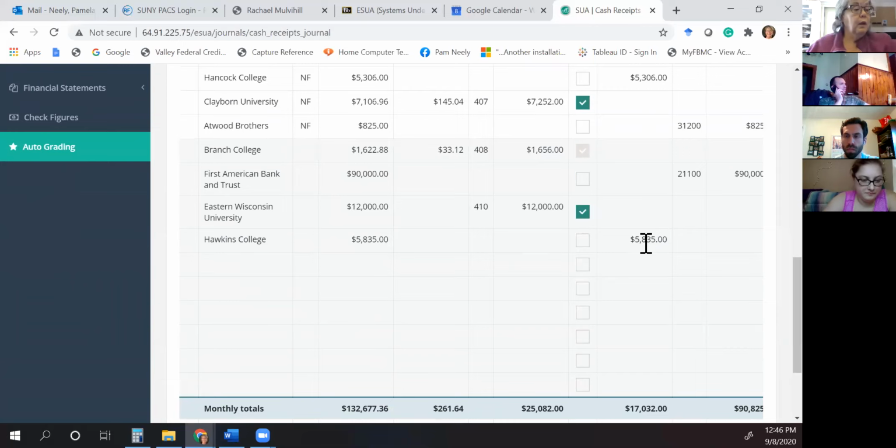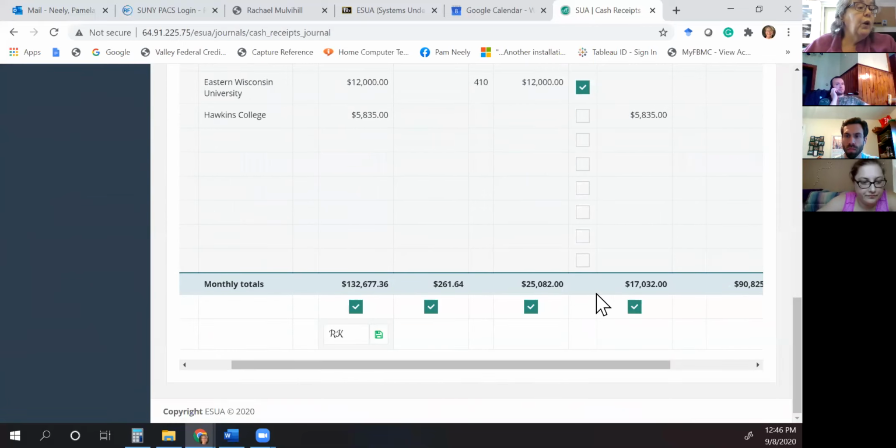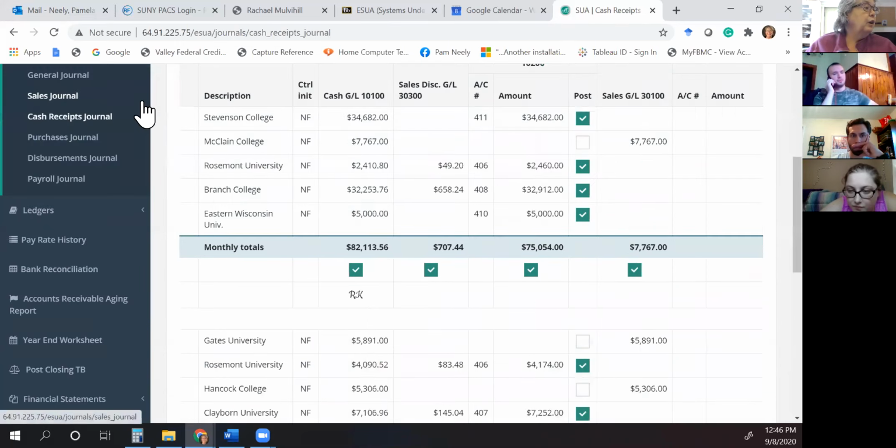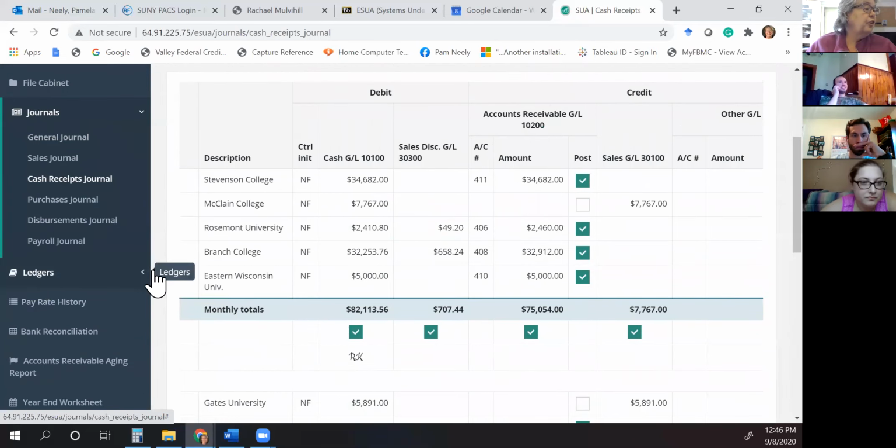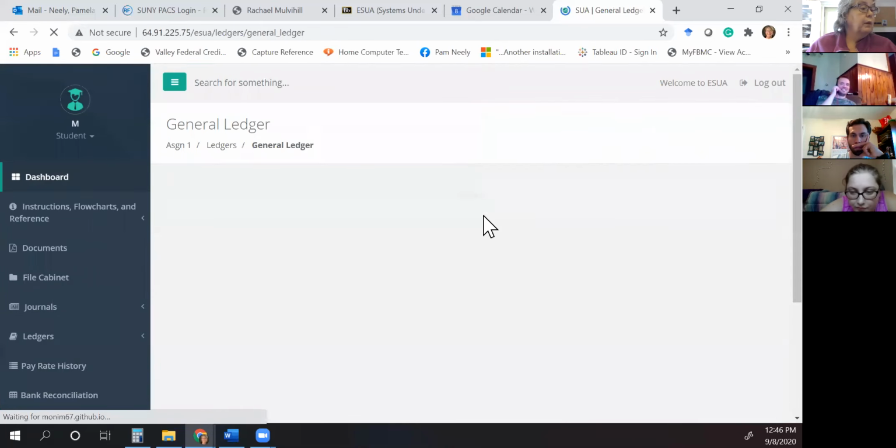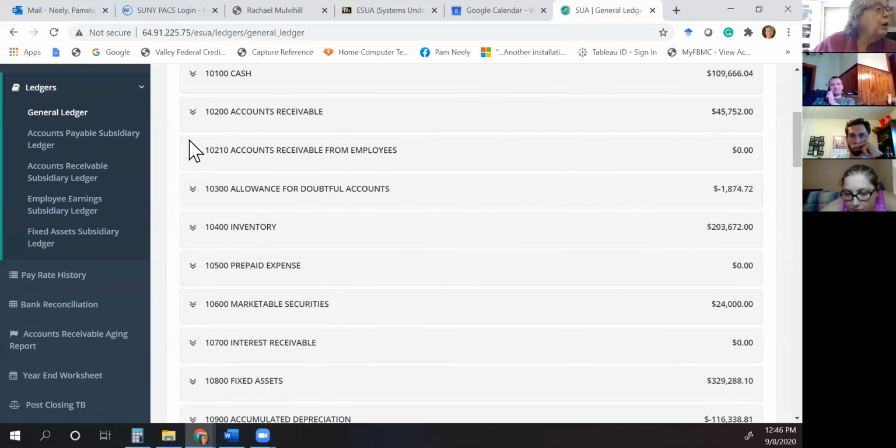Okay, so when you're all finished, this was part of assignment 1, you needed to post these numbers. So the 132,677.36 should be posted to the general ledger. So I go to account number 10200.